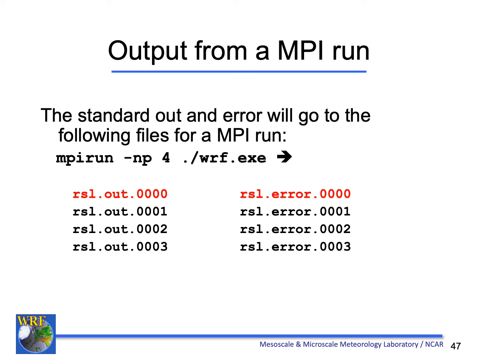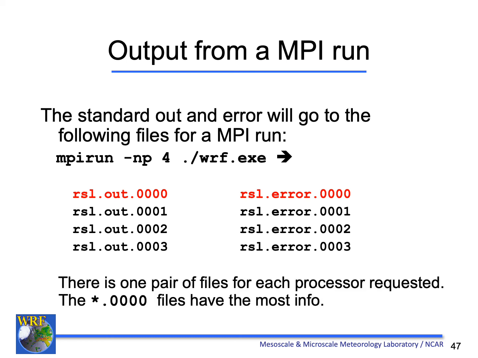Depending on the number of processors we use for an MPI job, we should get that number of rsl.out and rsl.error files. In this example, we use 4 processors to run the model, and therefore we will get 4 pairs of rsl.out and rsl.error files. Under normal circumstances, the 0000 files, the leading RSL files, will have the most information. If a model run fails, then error messages can appear in other files.